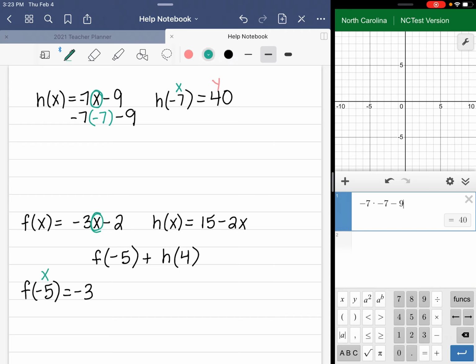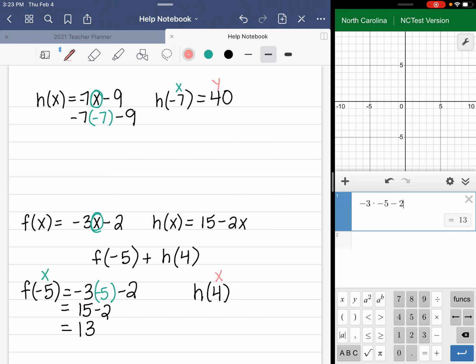So that means I'm going to do -3, and where I see x right here, I'm going to plug in -5. So I have my parentheses, I'm going to put in -5 minus 2. So -3 times -5 is +15, minus 2 gives me 13. All right, again, if I need to use Desmos, I can do -3 times -5 minus 2.